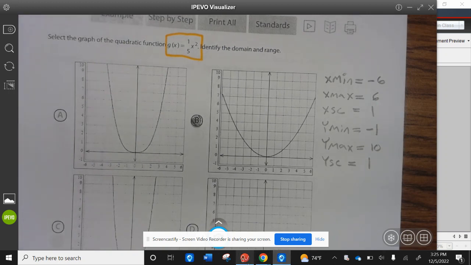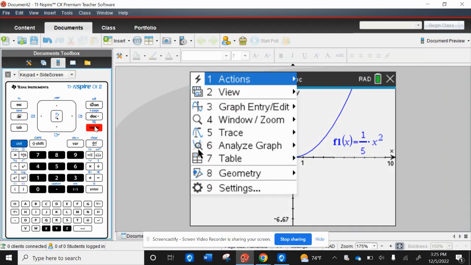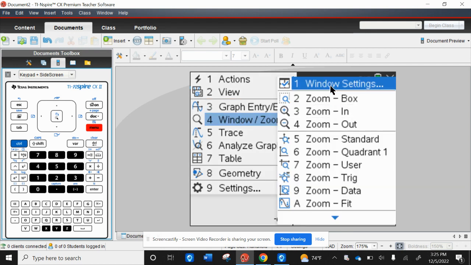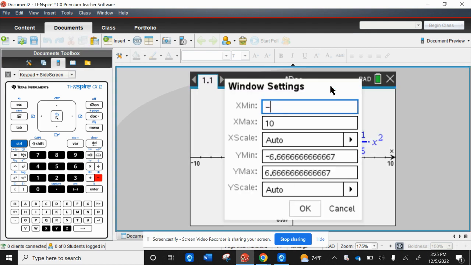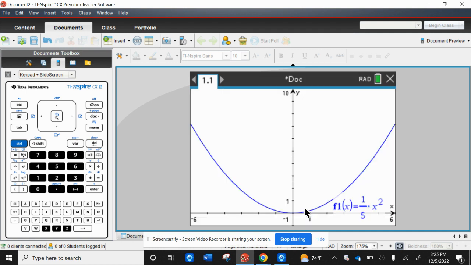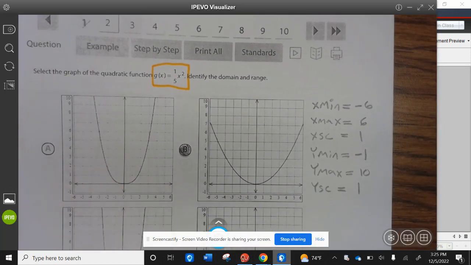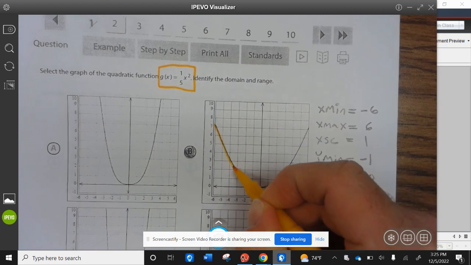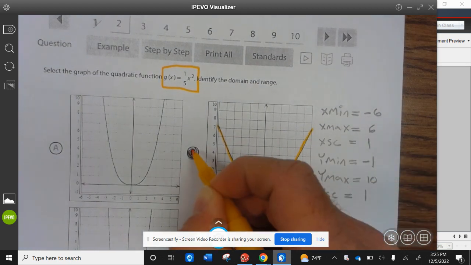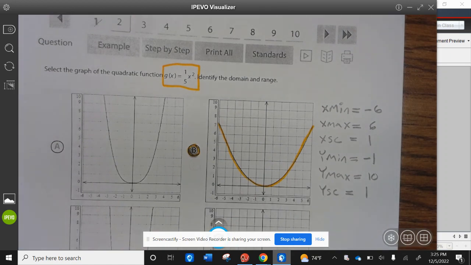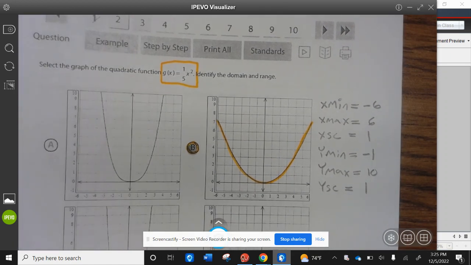So let's go back to our calculator. We're going to go to Menu, Window Zoom, Window Settings. So -6, 6, 1, -1, 10, 1. And you can see that this graph best matches B. All right, let's move on to the next.